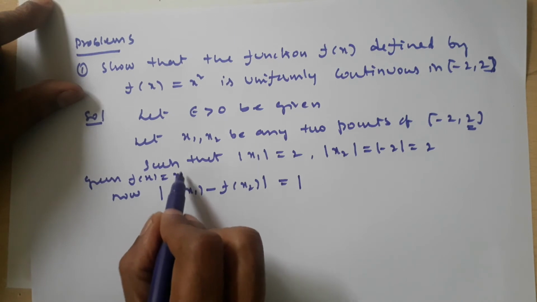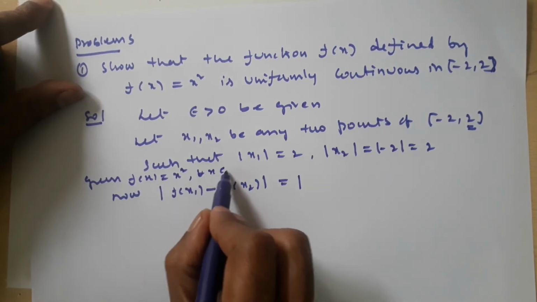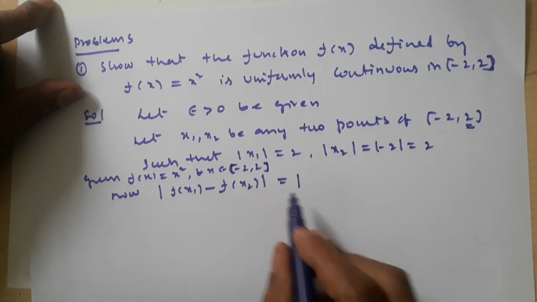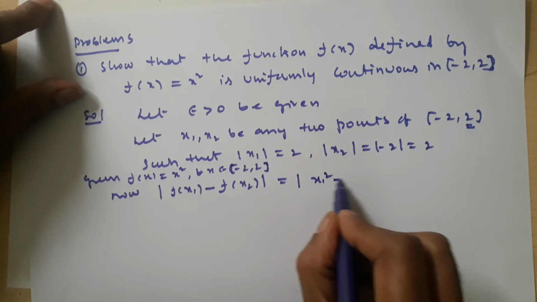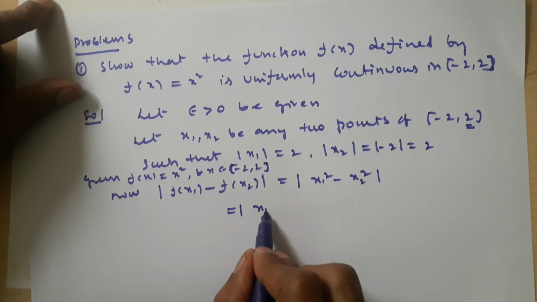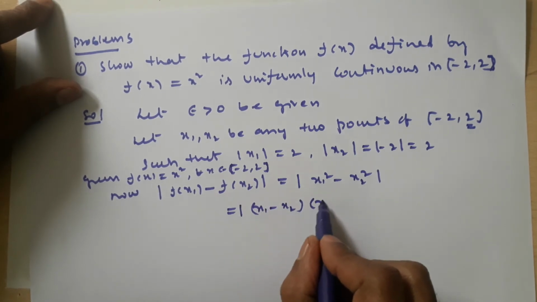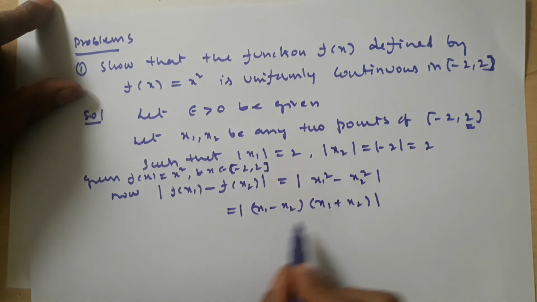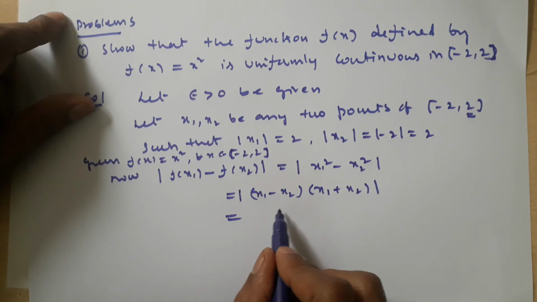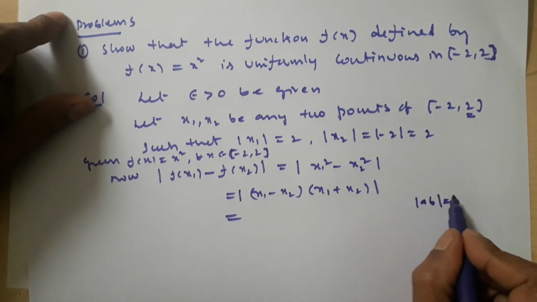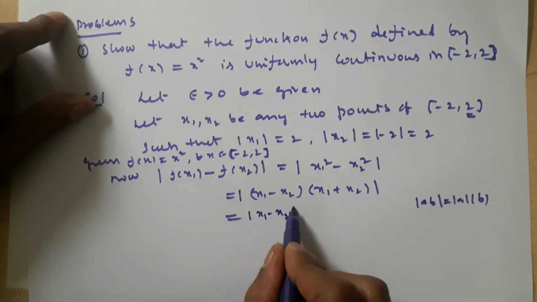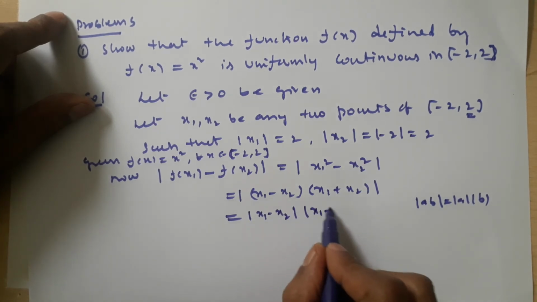Given f of x is equal to x square, for all x belongs to the closed interval minus 2 comma 2. So f of x1 is x1 square minus f of x2 is x2 square, which is equal to mod x1 minus x2 into x1 plus x2, which is mod AB form. So mod AB is equal to mod A into mod B, that we proved also. So mod x1 minus x2 into mod x1 plus x2.